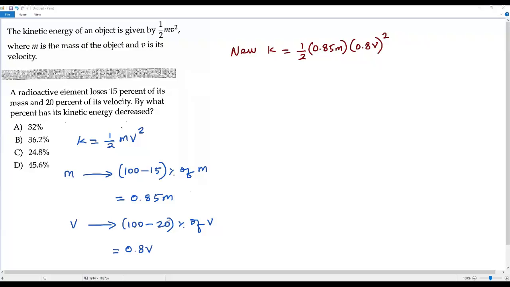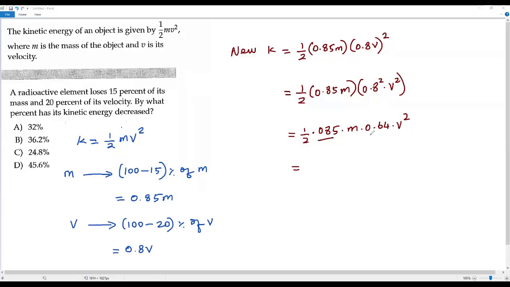So it's a calculator section. If I want, I can use a calculator in this question. So 1/2 times 0.85 times m, and we have 0.8 and V multiplied with a square. The square can be distributed to 0.8 and V, so 0.8 squared times V squared. So 1/2 times 0.85 times m times, when I square 0.8, it will be 0.64 times V squared.